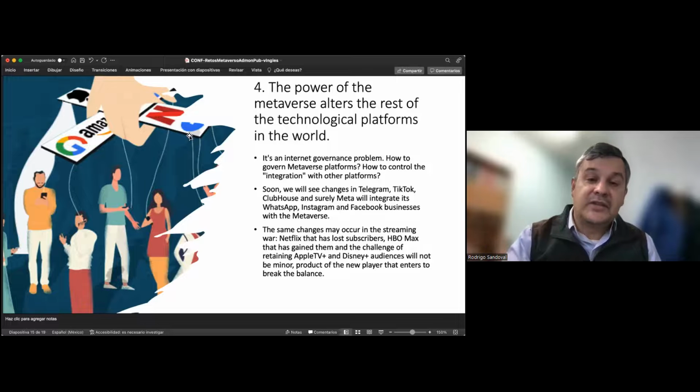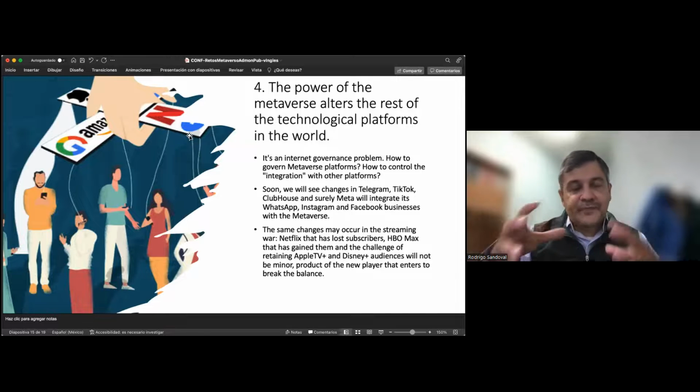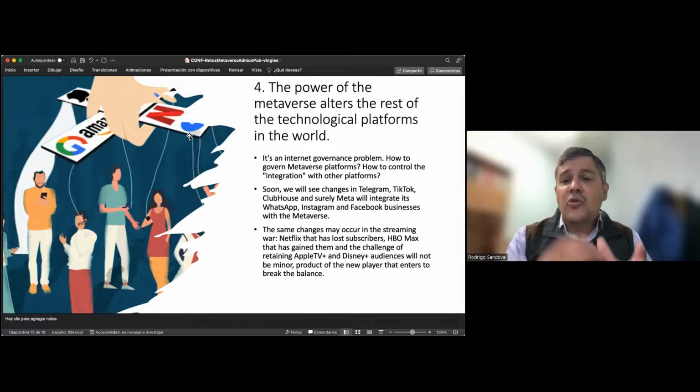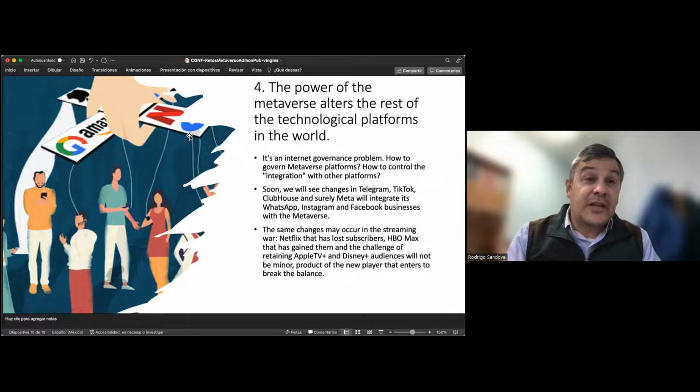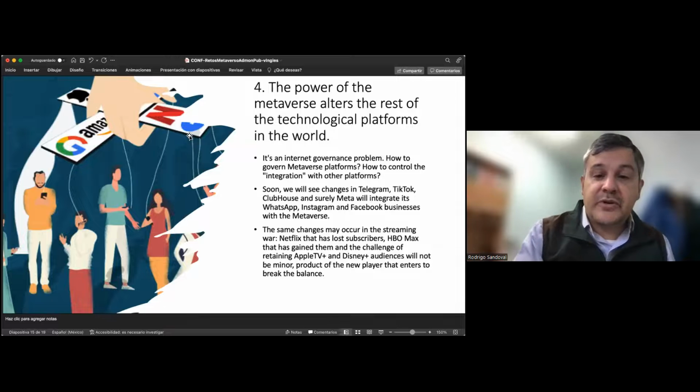They are going to fight to remain in the mind of the consumers. So how we control this integration with other platforms? In my opinion, we are going to see radical changes, and we are seeing this right now in the different platforms like Telegram, Clubhouse, TikTok, WhatsApp, that are changing their business models in order to adapt to the metaverse.